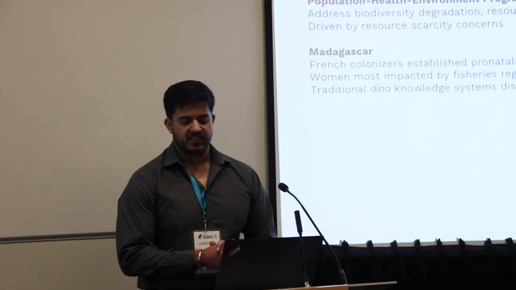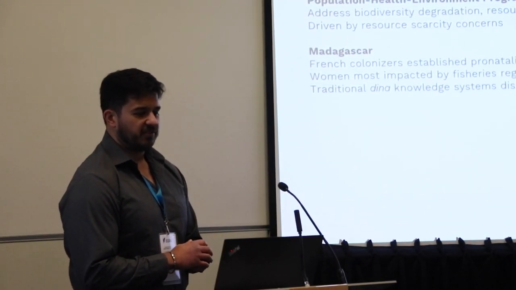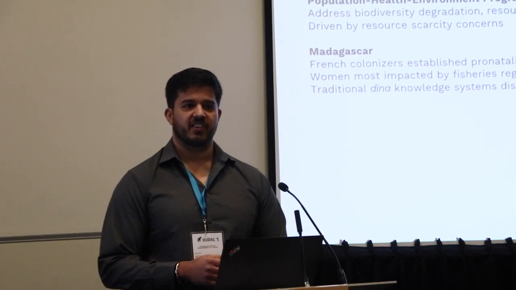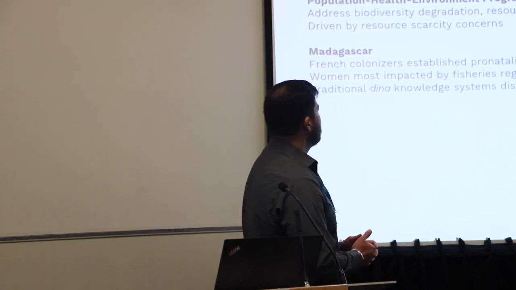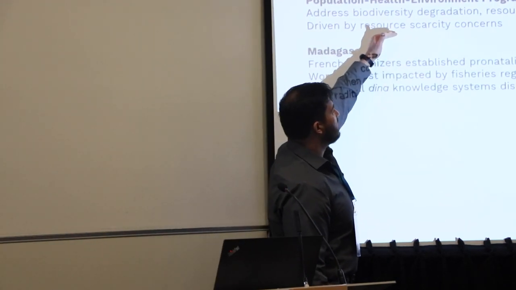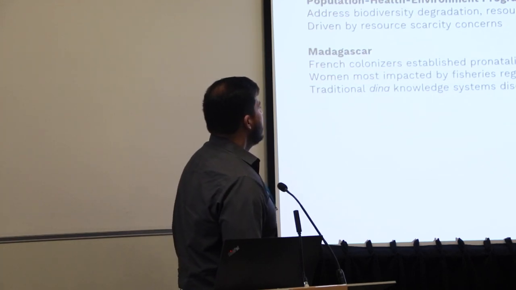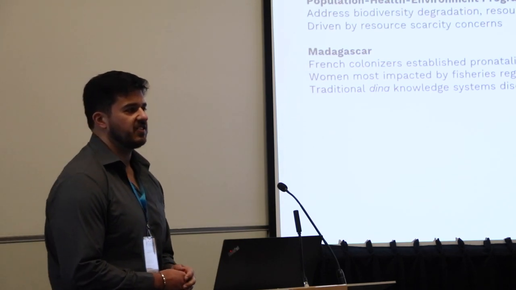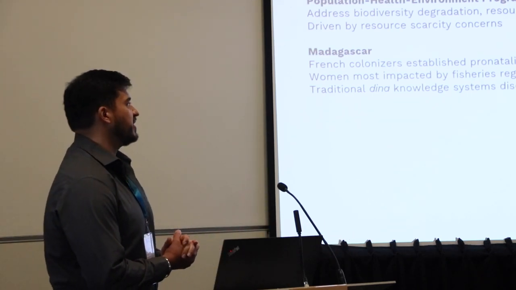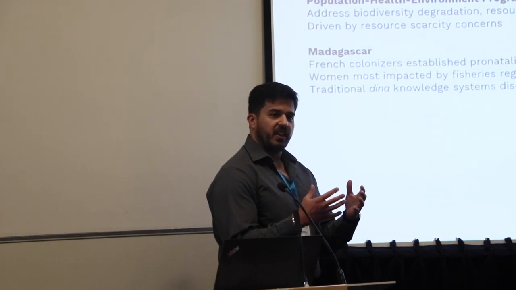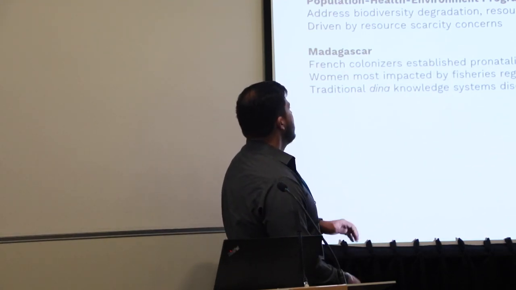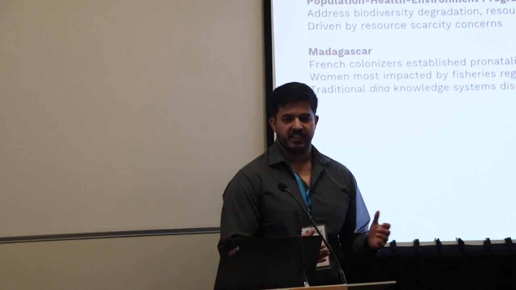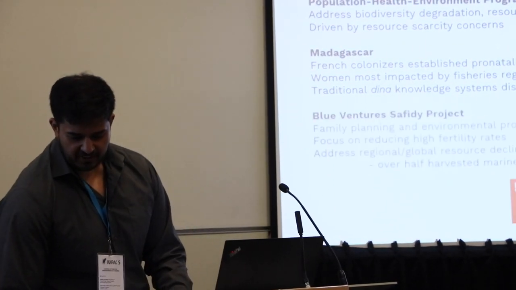The context of Madagascar is quite complex. Under old French colonial control, they actually established pronatalist policies that encouraged people to have more kids under colonial control to increase economic output. The problem is not their own making necessarily. A lot of fishing regulations often affect women more than men because they have less access to tools to harvest marine resources. They often do more gleaning, especially when it comes to octopus fisheries. And traditional, what's called Dena knowledge systems, are often discredited for Western science. But these Dena knowledge systems historically helped contribute to local resource management.